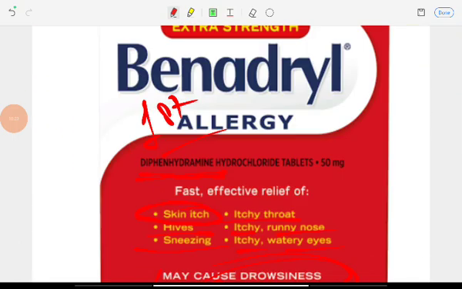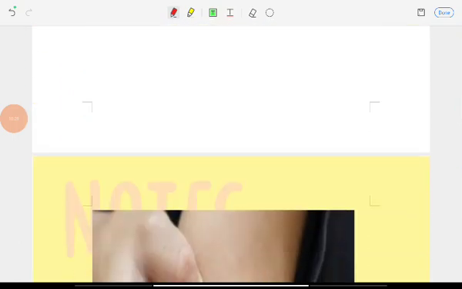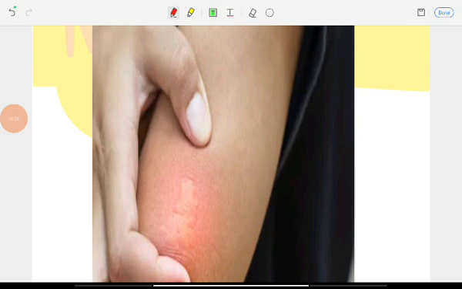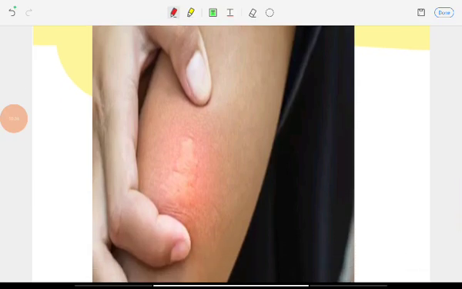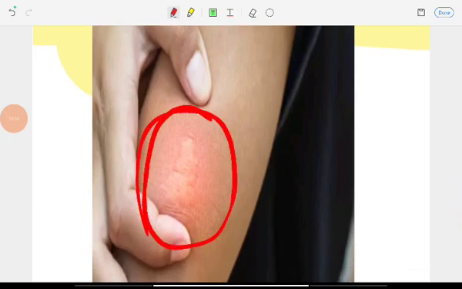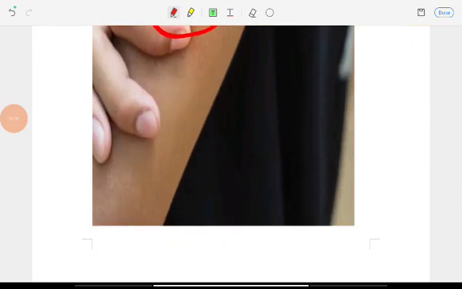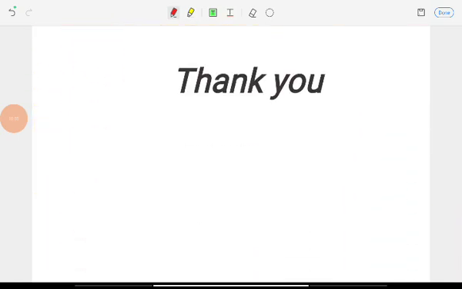Then the last image is this one over here. This is basically a bite of a honeybee, a sting bite. Here the patient, after some time, will feel itching and there will be an allergic reaction, and then certain histamines are released, and then certain symptoms will appear, so we will give antihistamines again. So that's all for today, and this is antihistamines. Thank you so much.